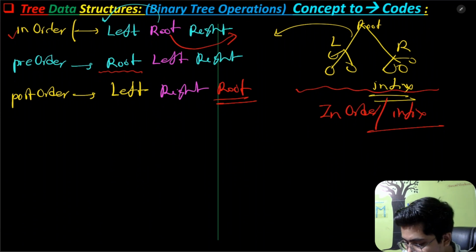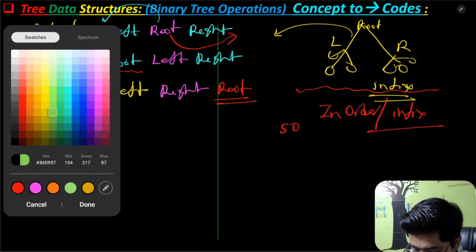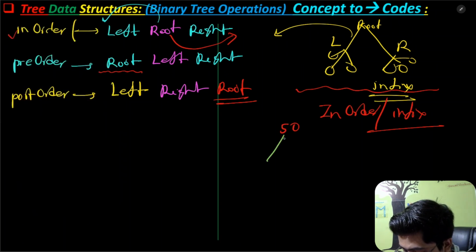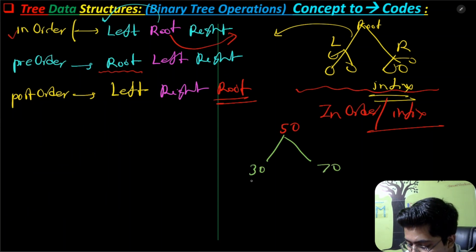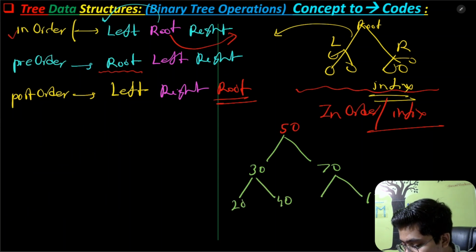This one, 50, and then this 50 is having children. So this is having 30, and this is having 70. And this 30 is having 20 and 40. And this 70 is having 100 on one side and 60 on the other.